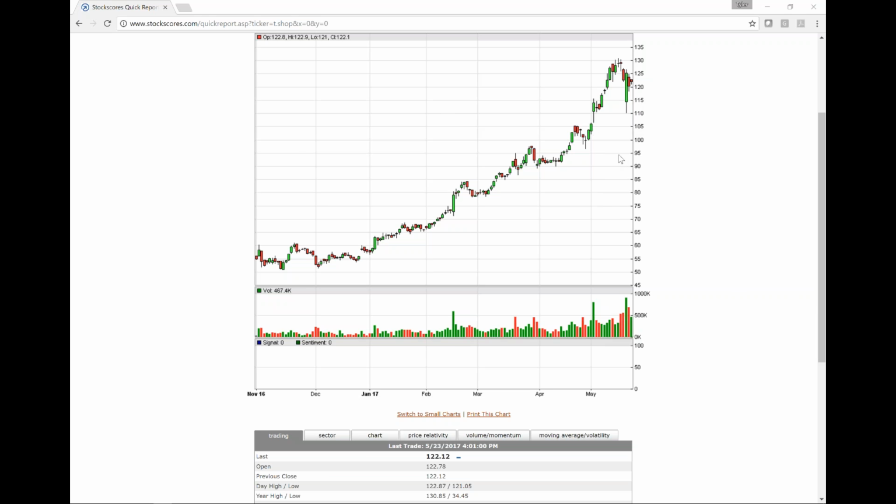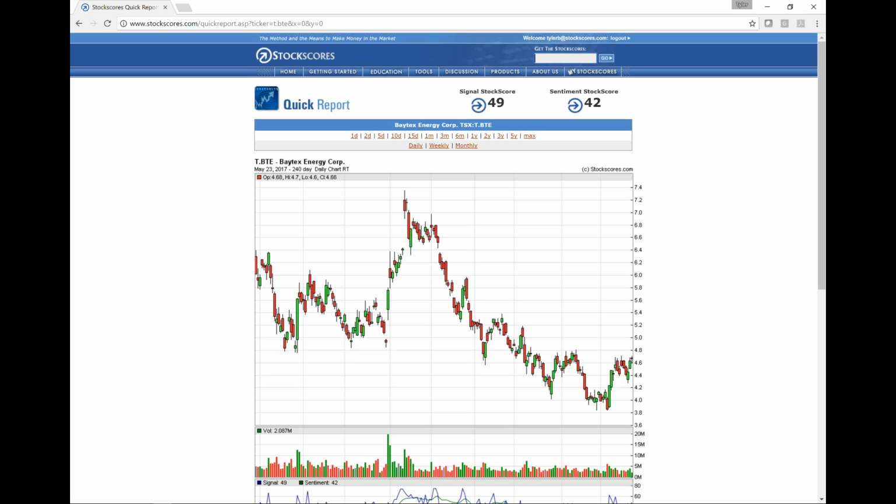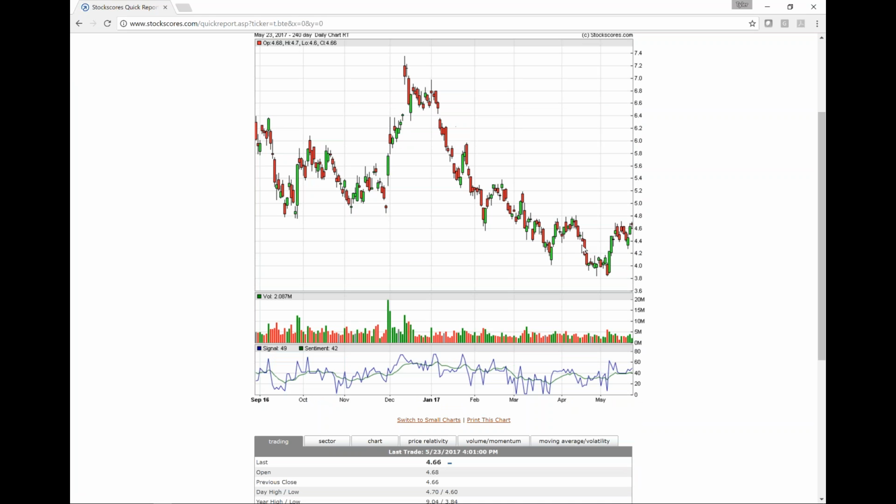Let's do Baytex, the oil and gas stock. T.BTE is the symbol. And I apologize if I didn't get to your stock question. There's just so many I had to sort of randomly pick a few. So Baytex, downward trend line is almost broken. You could say it was broken there, but not with much enthusiasm to break that downward trend line. It's trying to build a rising bottom.